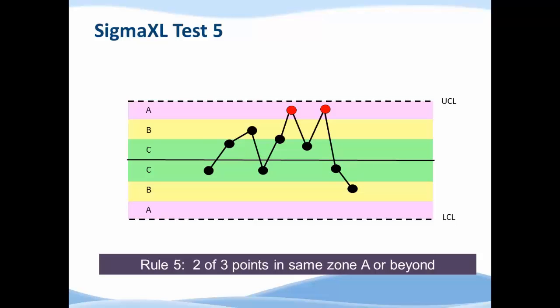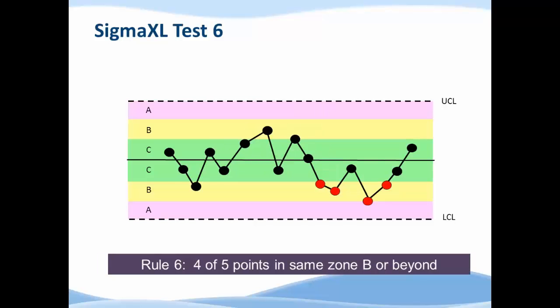Test 5 does not have a nickname, but if you remember the odds of data falling into each of these zones, there's only about a 2 to 3% chance of any dot falling into zone A. So in other words, if we had 100 dots on this chart, we would expect 2 to 3 dots to fall in there. But if you go for 3 points in a row and 2 of those 3 points are in zone A or beyond, something special has caused that, and the process again would be unstable.